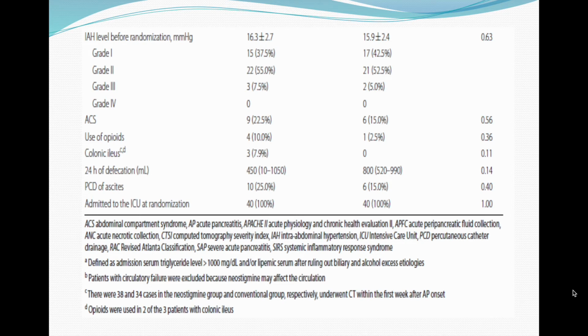Use of opioids was 4 in the neostigmine group and 1 in the conventional group. Colonic ileus, there were 3 incidents in the neostigmine group and 0 in the conventional group. 24-hour defecation volume, PCD of ascites, admitted to isolated randomization.